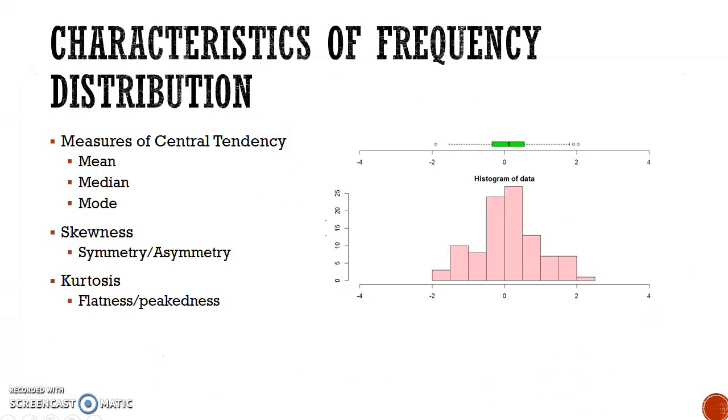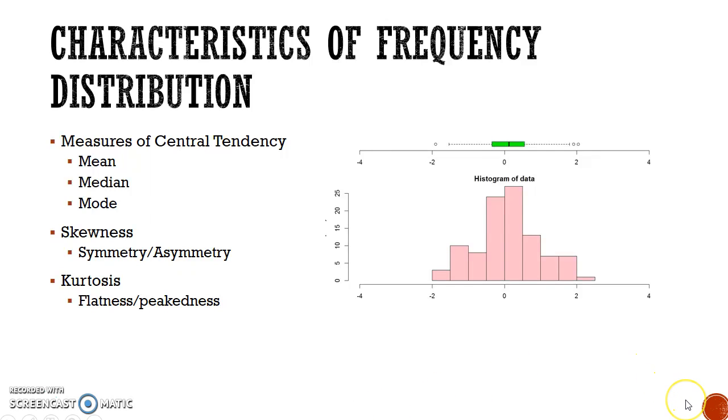There are characteristics of frequency distribution. What we're going to talk about today is measures of central tendency, skewness, and kurtosis. There are also measures of dispersion, but I'm not going to talk about that at this time because it's more complicated and has a lot of formulas to use. For time's sake, I'm just going to go over these three characteristics.